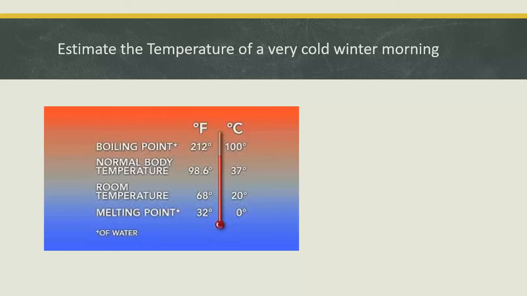Usually in the winter, you can have a couple days that are in the teens below 0, but that's extremely cold. It might be a good estimate to say maybe 5 degrees below 0 is a very cold winter morning. And below 0 is written with a negative sign. So we can say -5 degrees or 5 degrees below 0.